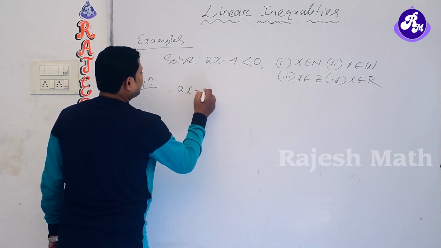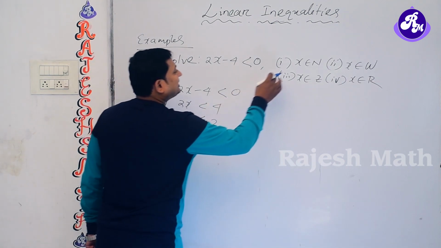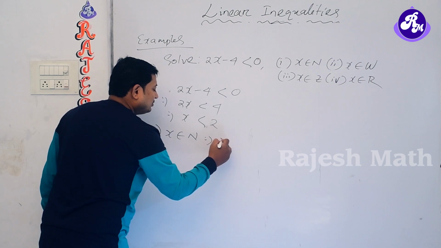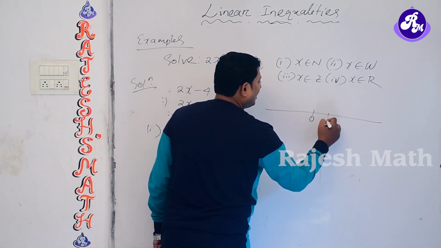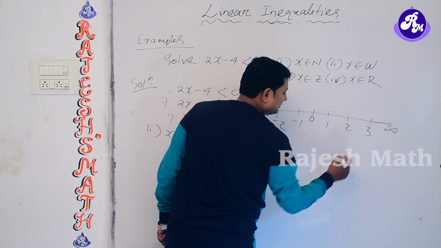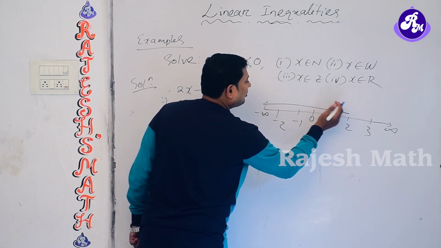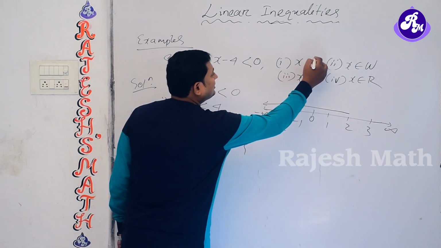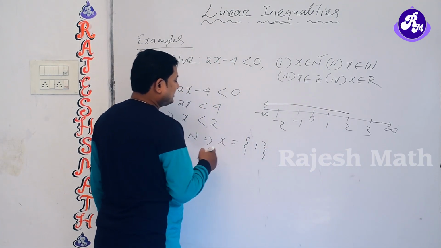See, 2x minus 4 less than 0 is given, then 2x less than 4 and x less than 2. Now consider these four particular cases. Number one, considering the particular case when x belongs to capital N, you can have x equal to all the numbers which are less than 2. Now draw the number line. Suppose this is 0, 1, 2, 3, minus 1, minus 2, and you will find minus infinity here and plus infinity over here. Now x less than 2, here is 2, x less than 2 means these are all the numbers which will come under x less than 2. Now from all these numbers you decide which numbers belong to the natural numbers. Obviously the number is 1 only, so x equals 1 only is the solution if you take x belongs to capital N.